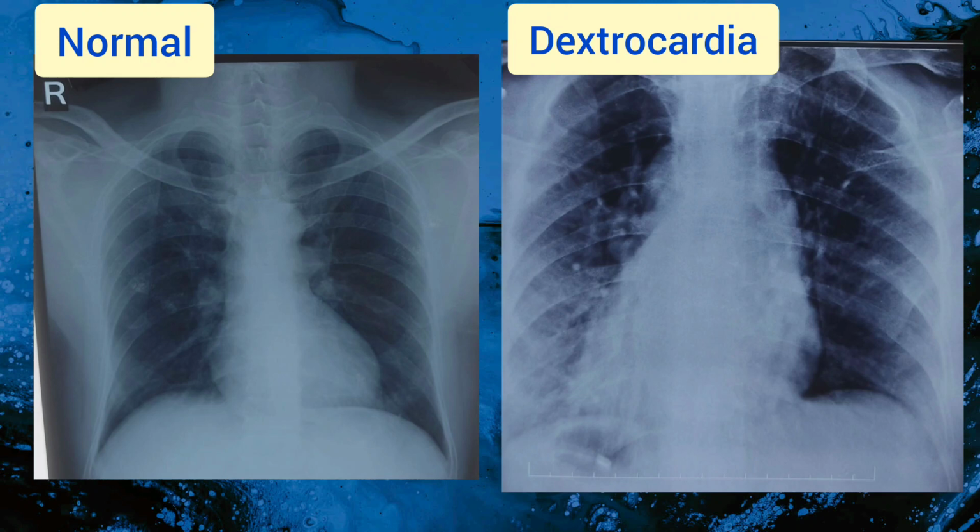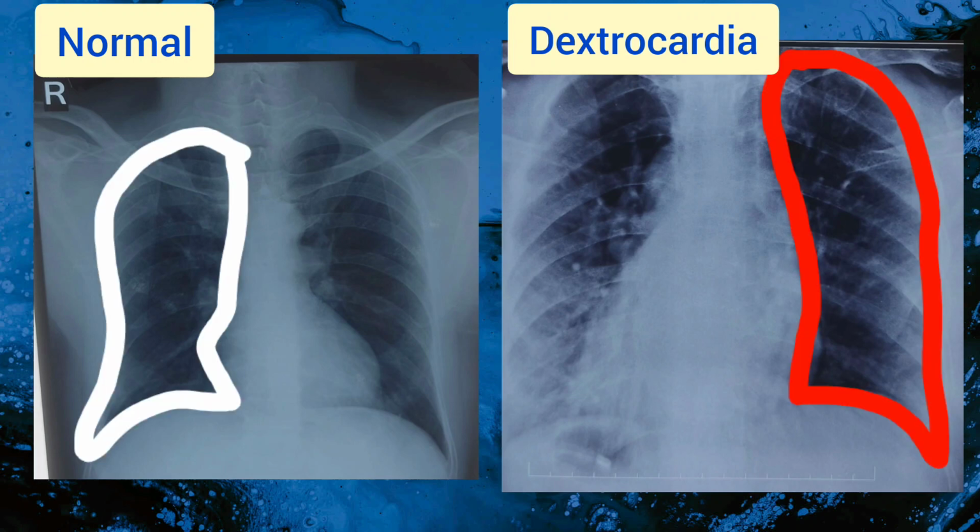Here is a comparison of chest X-rays between a normal patient and a patient with dextrocardia. In a normal patient, the heart is on the left side as indicated by the yellow arrow, and in a dextrocardia patient, the heart is on the right side as indicated by the red arrow. In a normal patient, the aortic knuckle is on the left side as indicated by the yellow arrow, and in a dextrocardia patient, the aortic knuckle is on the right side as indicated by the red arrow.